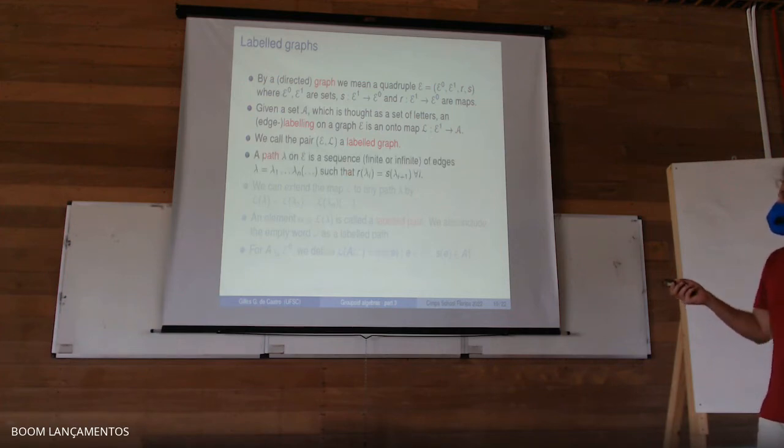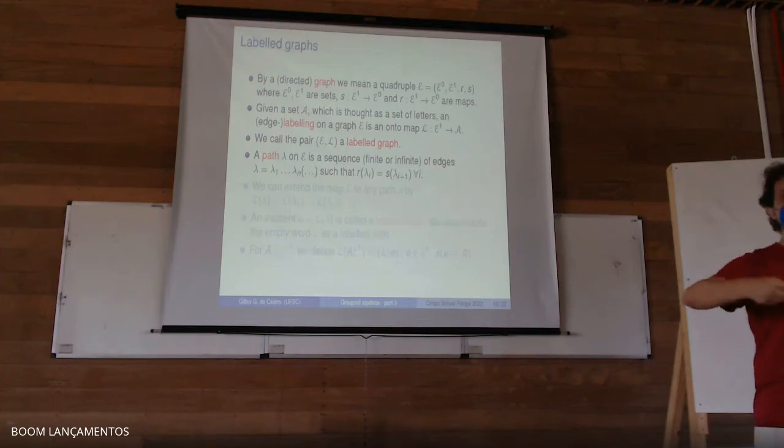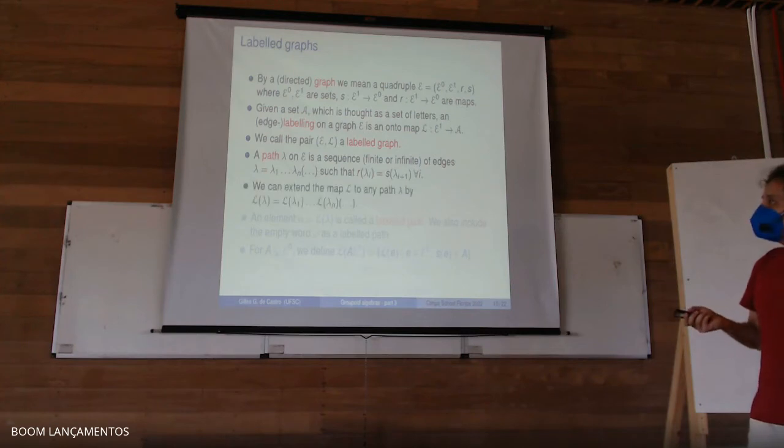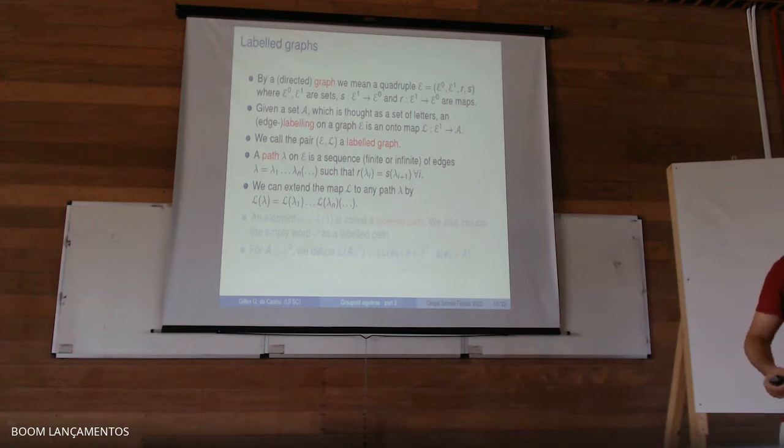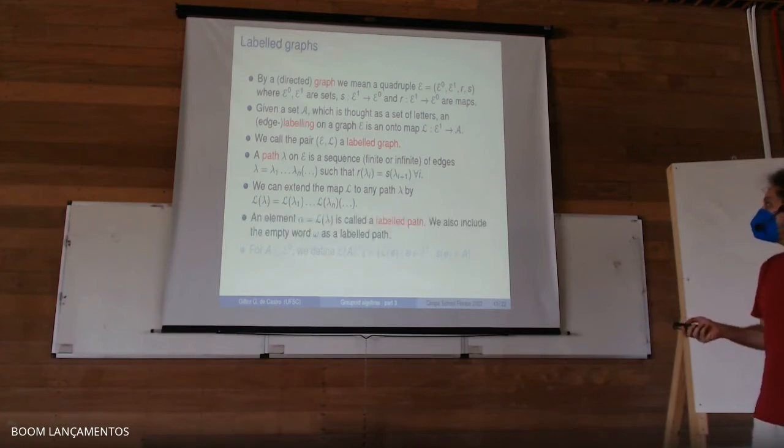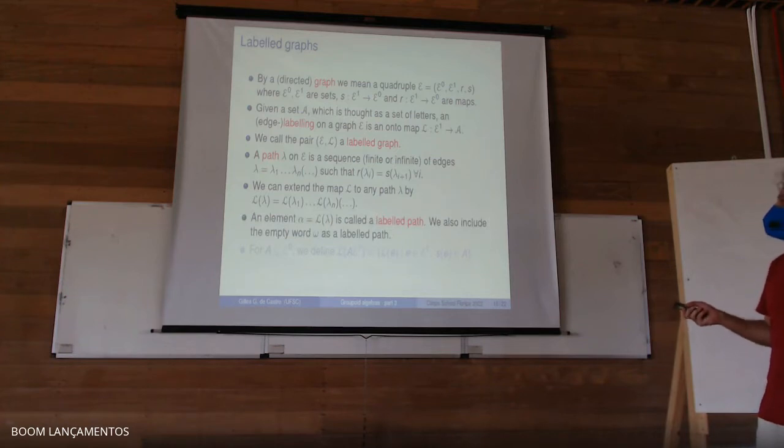And well, we already have the definition of a path in a graph, just walking on consecutive edges. And we can extend this labeling from edges to paths. We just look at the concatenation of the symbols that appear, and it's going to form a word, where you just read the symbols instead of reading the edges. And any element that can be found in this way, I'm going to call a labeled path.